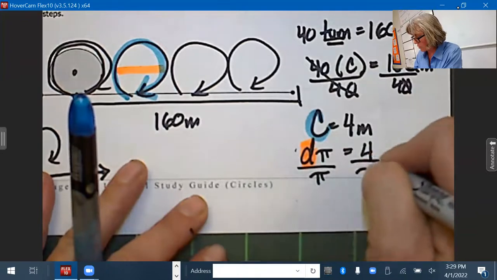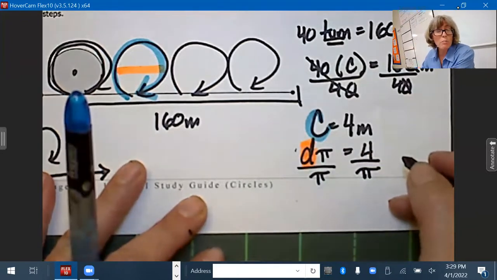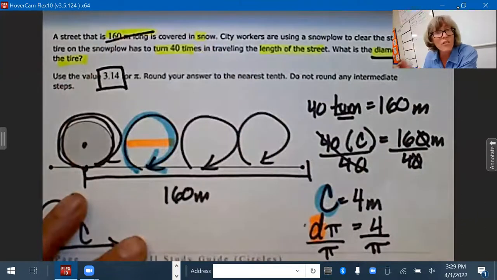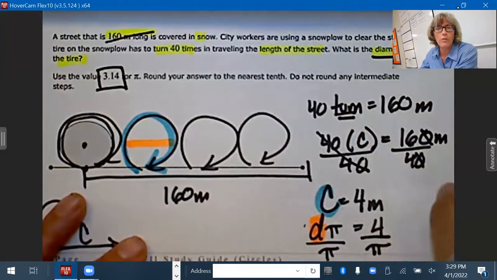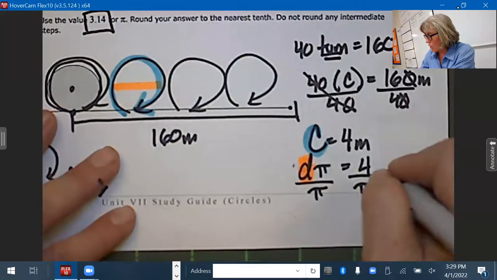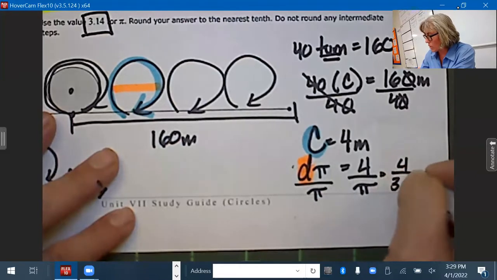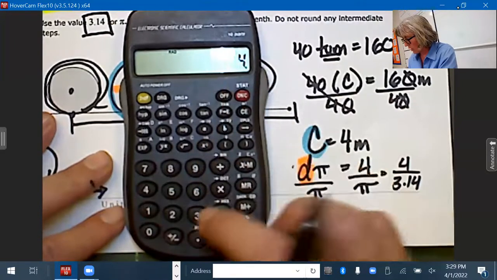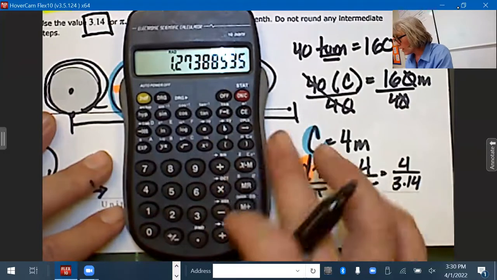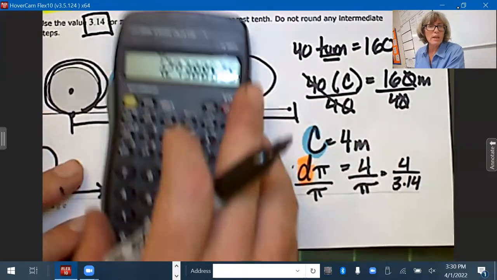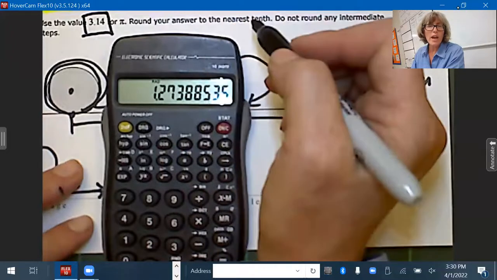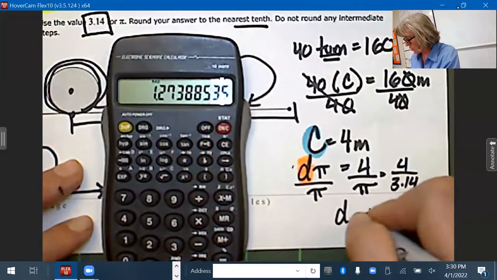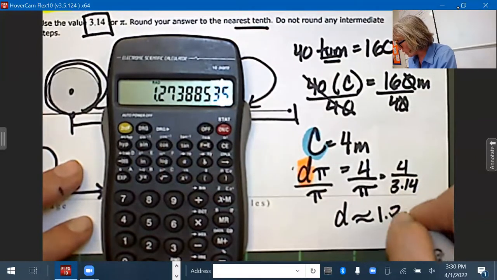Now, super important, you do not use the pi key when you're working with ALEKS. It wants you specifically and only to use 3.14. So this is 4 divided by only 3.14. Do not use the pi key on your calculator for ALEKS. 4 divided by 3.14. And it says do not round any intermediate answer, but it wants you to round your final answer to the nearest tenth, which here, diameter is going to be approximately 1.3 meters.